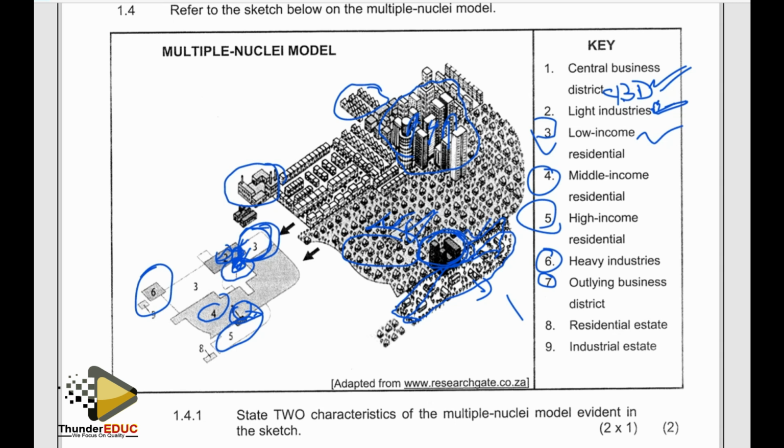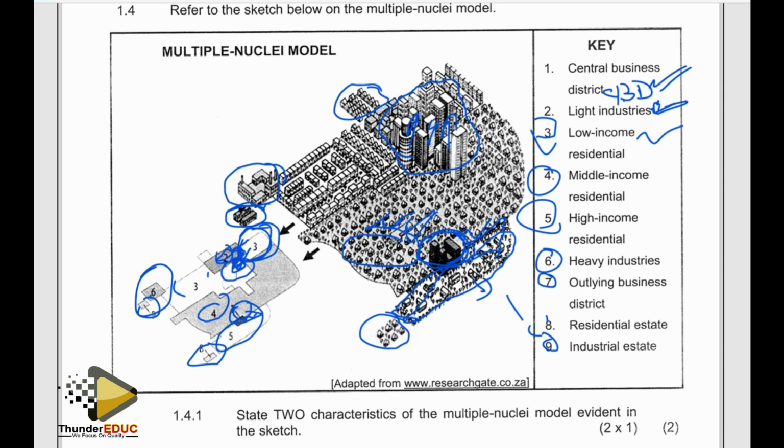Right, then we go to the residential estate. That is number 8. You can see it's there. It's independent on its own. Then we have number 9, the industrial estate. Number 9 is here, which means the industrial estate is also there. So basically, that is the model that we are referring to. This model of multiple nuclei, model by Harris and Ullman.